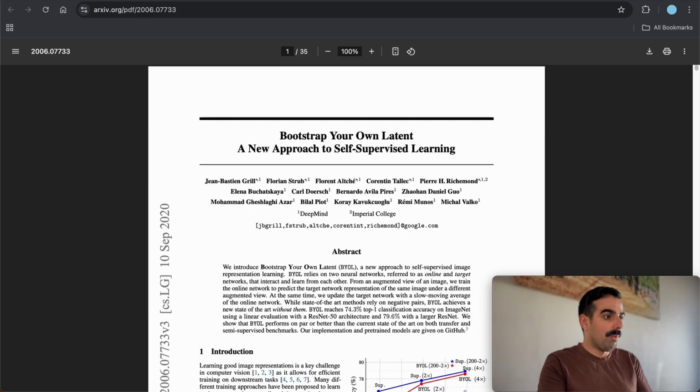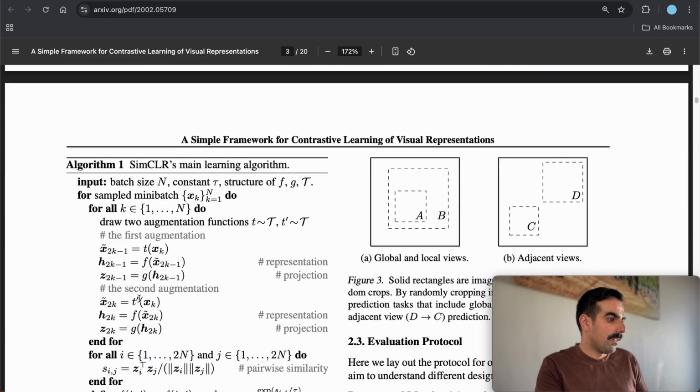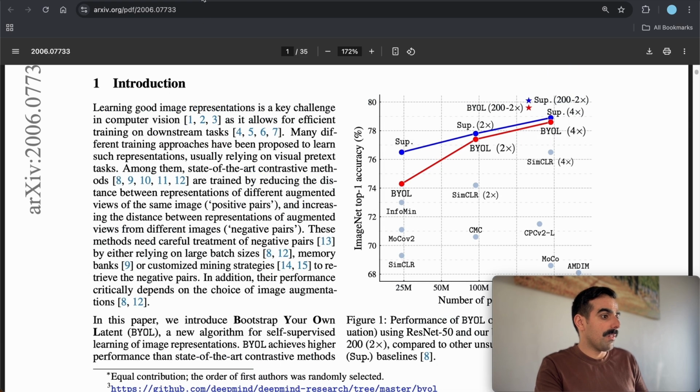But the following works, so this is one of the follow-up works: Bootstrap Your Own Latent, a new approach to self-supervised learning. They talked about negative pairs. They said these methods need careful treatment of negative pairs, by either relying on large batch sizes. This was mentioned in SimCLR: here, to keep it simple, we do not train the model with a memory bank. Instead, we vary the training batch size from 256 to 8,192. So this is a large batch size.